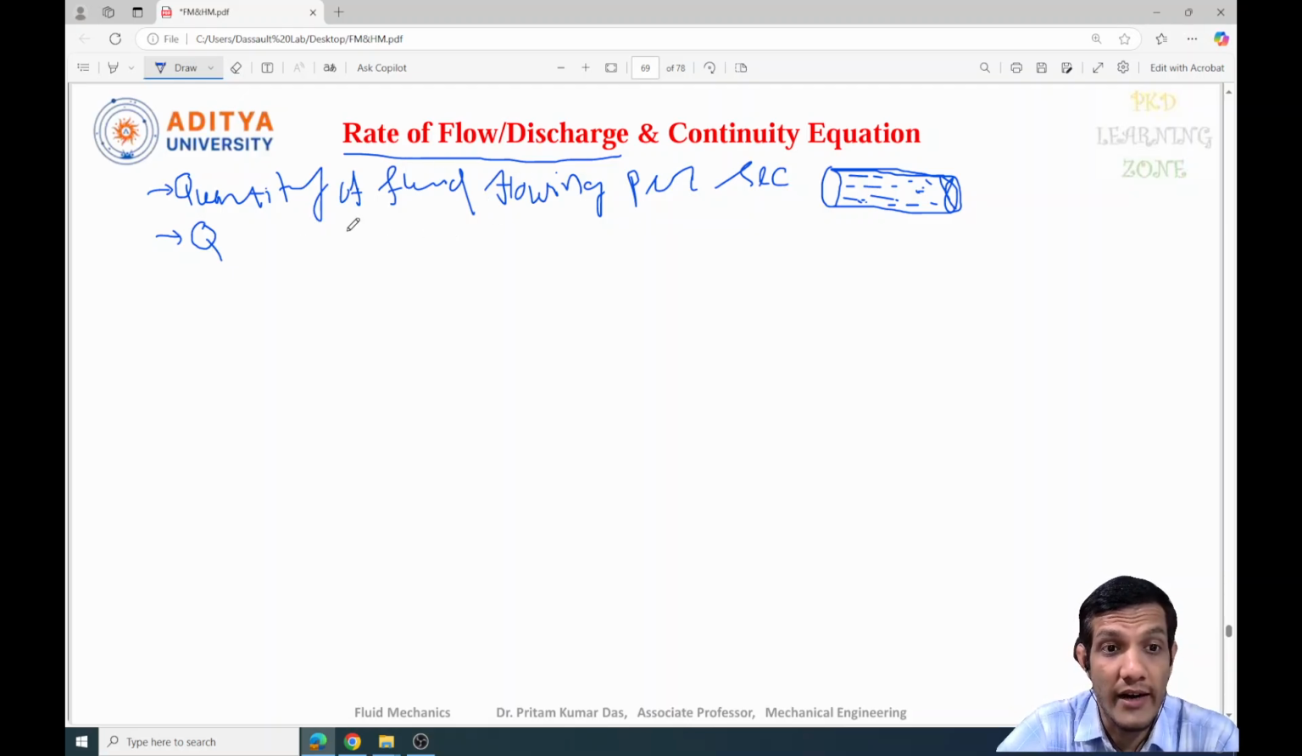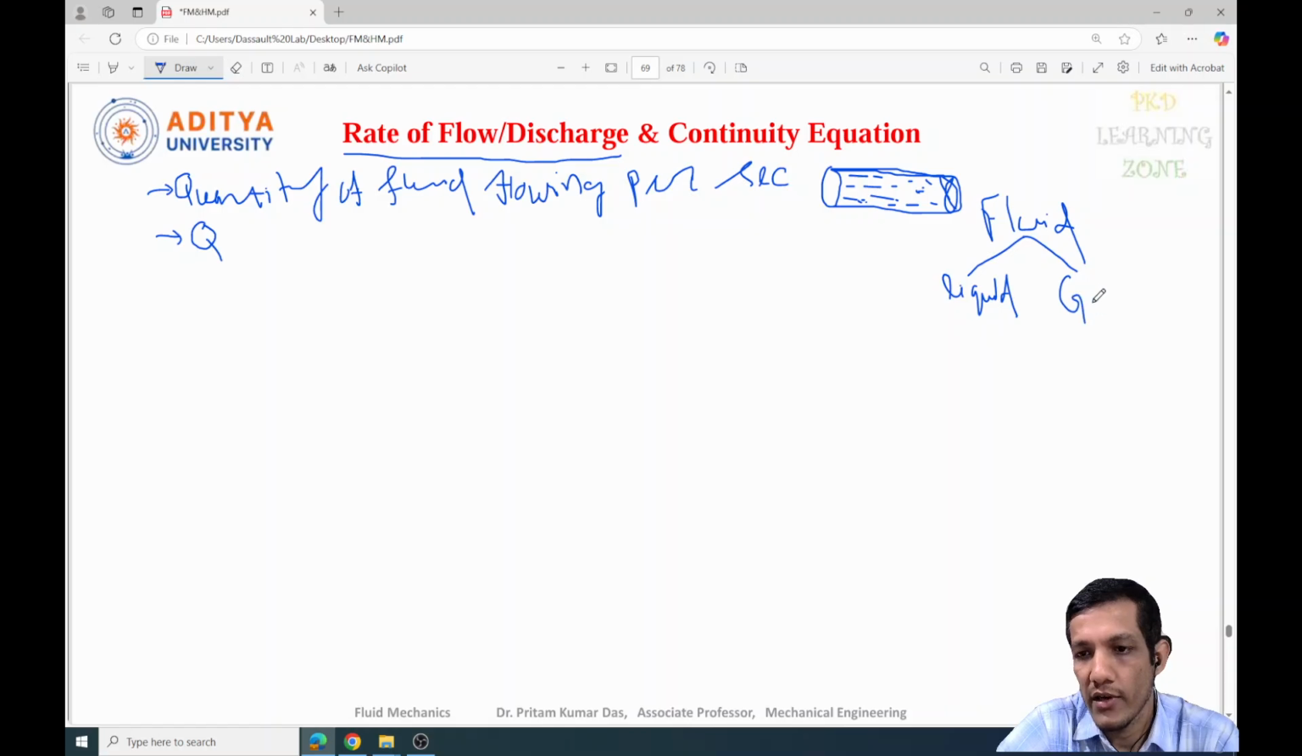These things will be different for different kinds of fluids, because as we have seen previously, fluids can be categorized as liquids and gases. I already told you this at the start of the lecture. A liquid may be considered incompressible, while a gas is compressible. So for both the things it will be different.